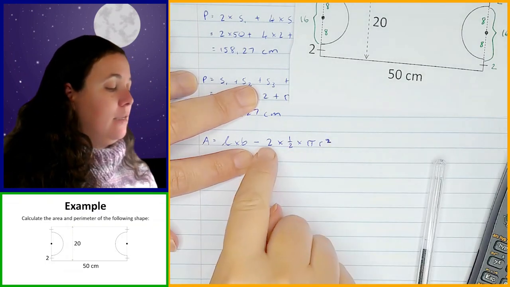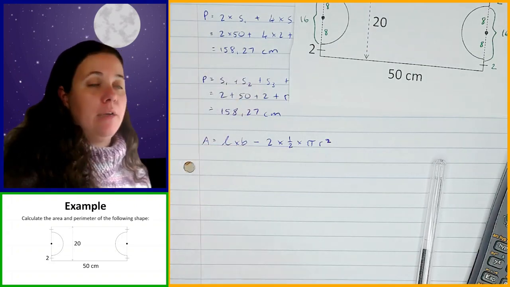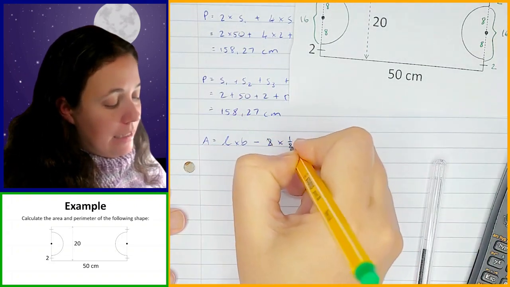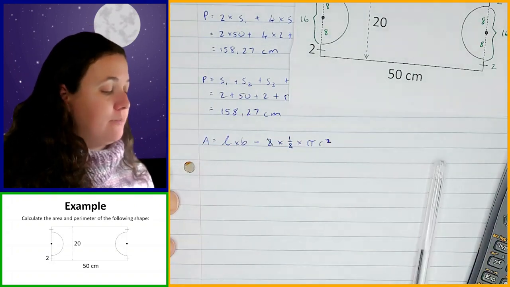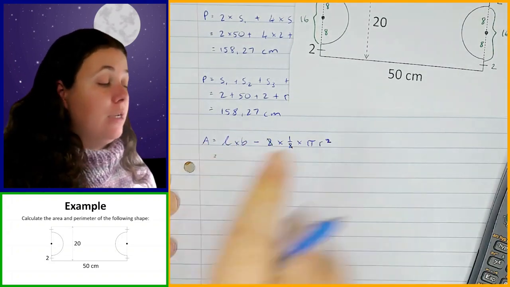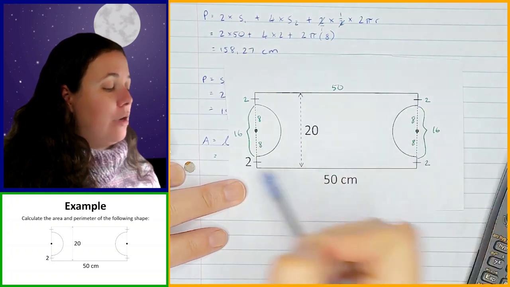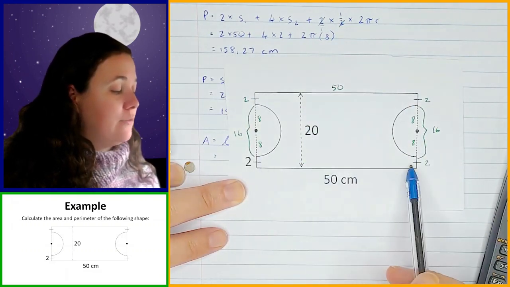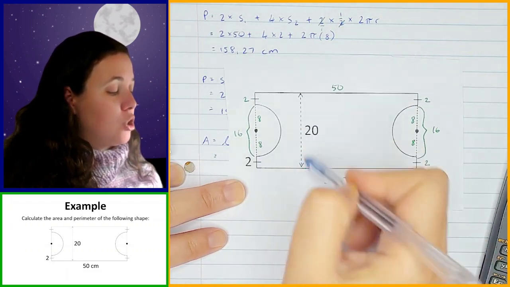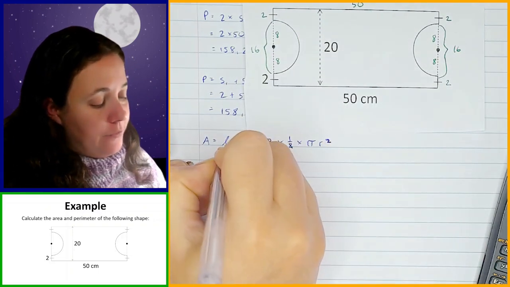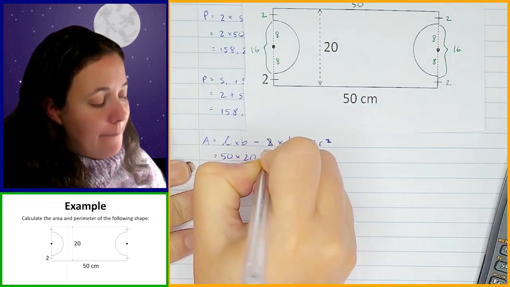Now, once again, these 2's can cancel out over here. That and that cancel. Now I don't have to worry about any fractions. That won't always happen, but in this example it does. Okay, so now let's have a look at our length times breadth for our rectangle. The length is 50. The breadth is 20. So 50 times 20 minus.